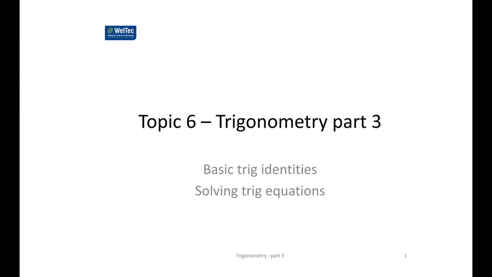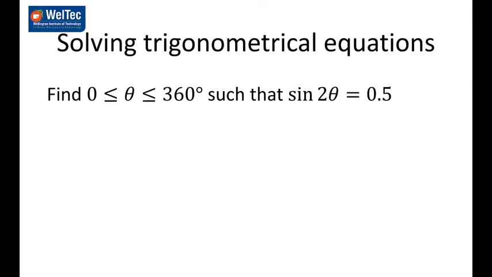This last part of topic 6, we're going to look at using trigonometry a lot more. We need to go back just a little bit so that we don't forget what we've already learned. What I'd like you to do now is approach these slightly differently from what we did before. Rename 2 theta, call it Z, so that now we're going to find sine Z equals 0.5.